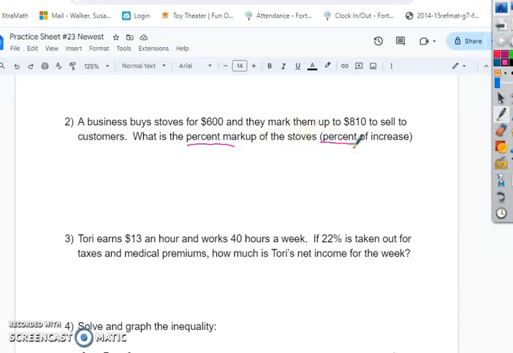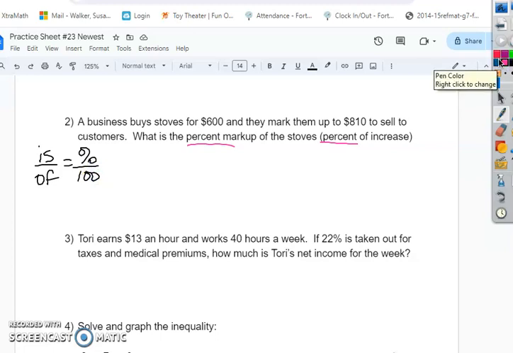I do not have a percent, so I cannot change the percent to a decimal and multiply. So instead, I use my backup method, which is is over of equals percent over 100.